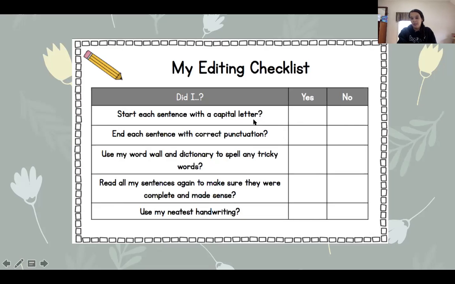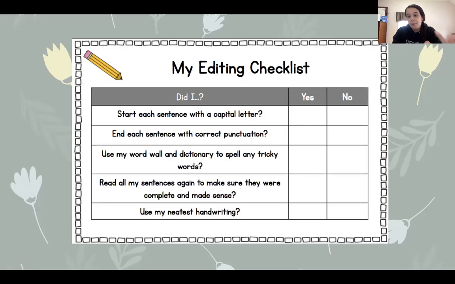Again, we talked about this. And the same with the second one, end each sentence with correct punctuation. We went through and spent a whole writing lesson a couple of weeks ago on each of those things. So go through your writing. You need to literally, friends, check every single sentence to make sure that it has those two things, correct capitalization and punctuation. So at the beginning of your sentence, a capital letter.